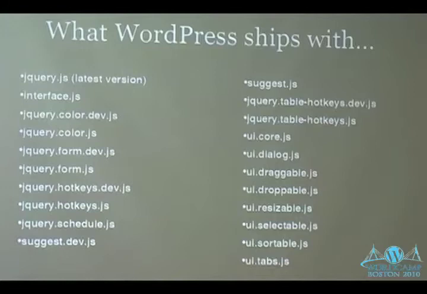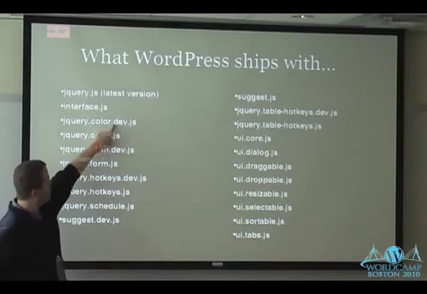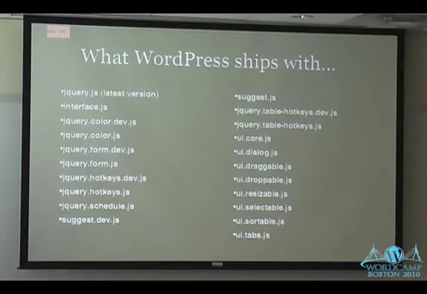There's also, you notice there's dev versions. Those are the unminified ones. So if you're testing something, you can instantiate this version and then use Firebug to step through your code and figure out what's actually going on there. So there's a lot of stuff, and the UI is already in there, right? So you can use that.